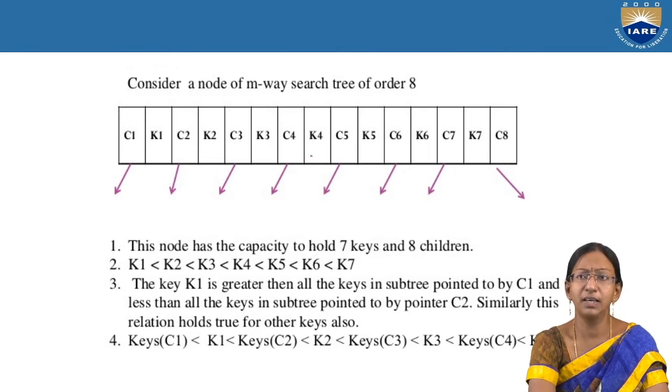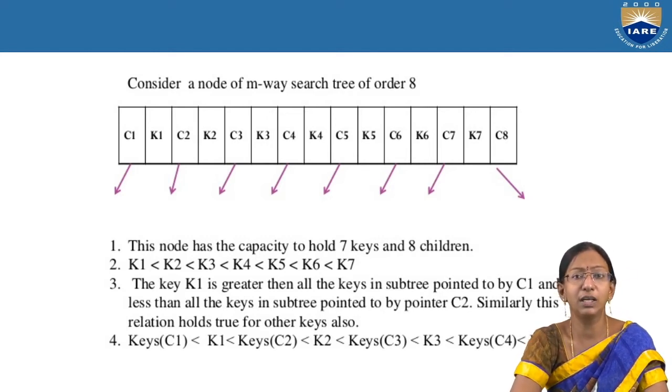Let's take another example. The child at C5 will have values between K4 and K5. Intermediate values I'm talking about. And within each node, all the keys are arranged in ascending order. Based upon the number of children, the M-way tree will be given a name. If it is of order 5, it will have 5 children, and if it has 5 children, it will have 4 keys.